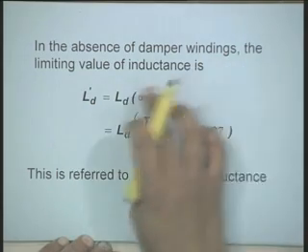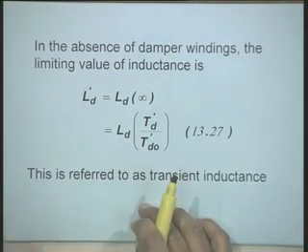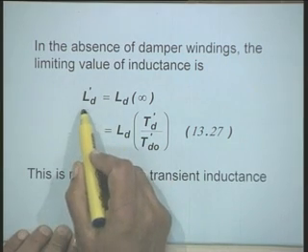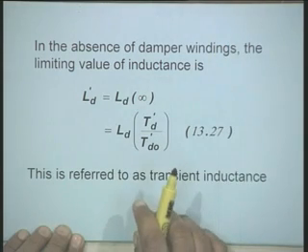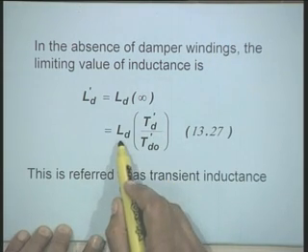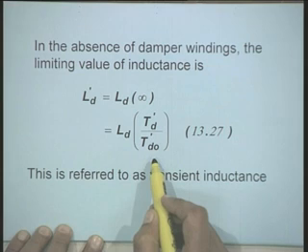Further, if you assume that there is no damper winding in the circuit, let us say there is no damper winding in the direct axis, only a field winding, right. Now, at that time when there is a rapid transient, the inductance is denoted as LD prime, and again S is approaching infinity. This will come out to be equal to LD into TD prime upon TDO prime.